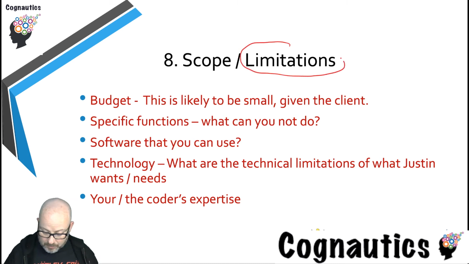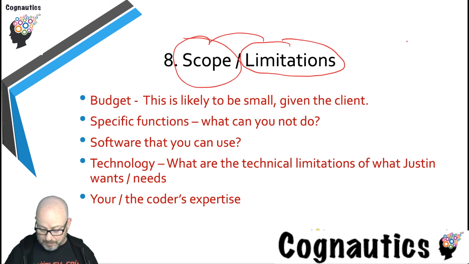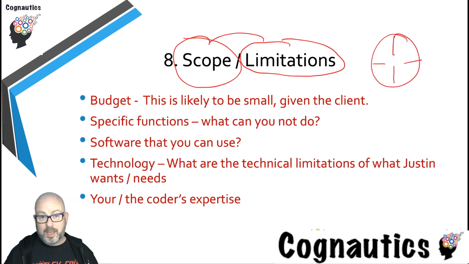I've put scope there because I think that's probably quite a useful way of thinking about the limitations. We talked about our gun scope before, didn't we? That which you are going to do and that which you're not going to do. Because don't forget, going way back to the waterfall, the user requirements, you get the customer to sign off on what you are going to do.